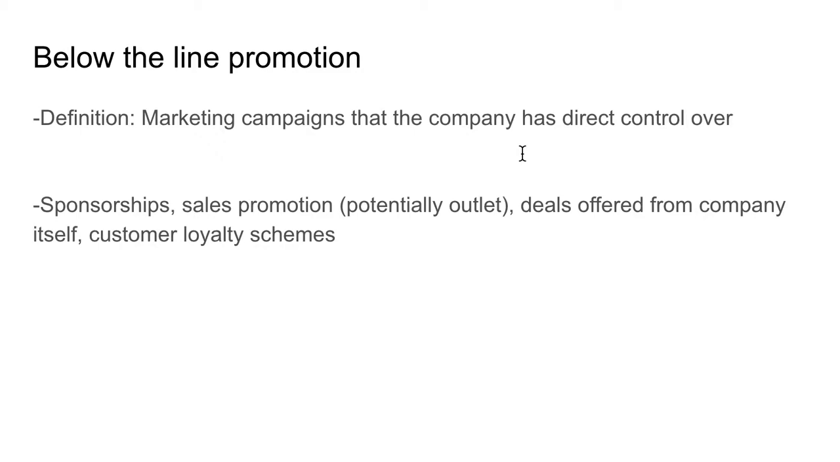Let's look at examples first. These are sponsorships, sales promotions, potentially opening an outlet store, offered by the company itself, and customer loyalty schemes. These are company-controlled schemes, which allow the company to have direct supervision and oversight over how their market and product are being sold, and they can basically stop and continue the promotion at any time at any cost.